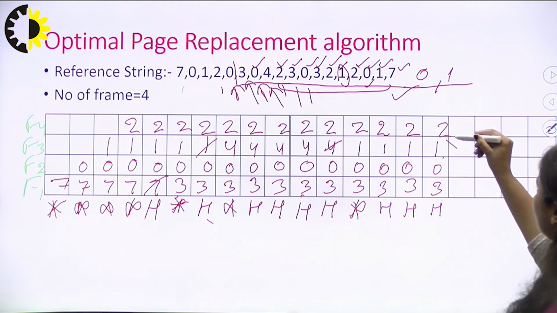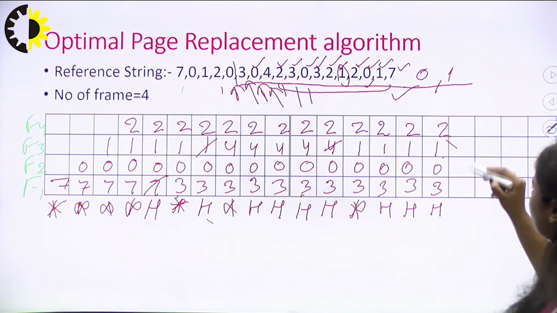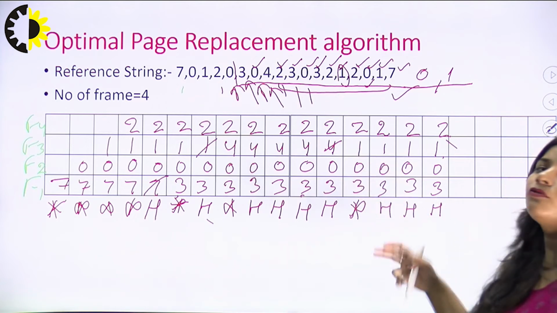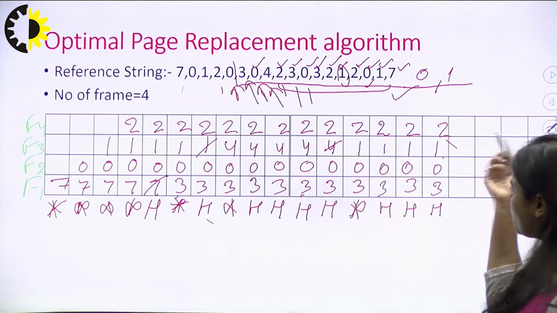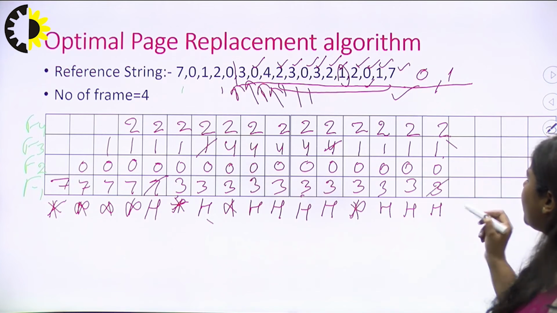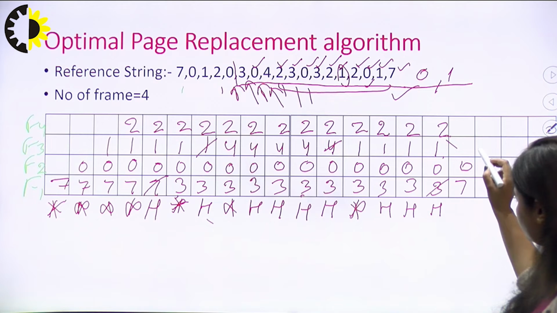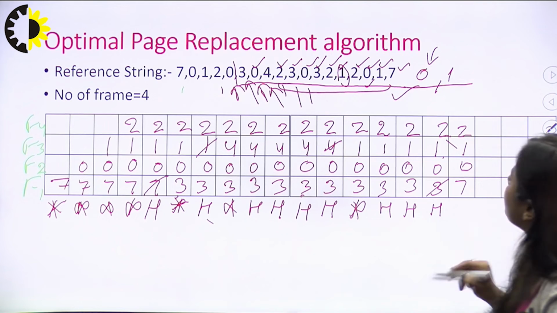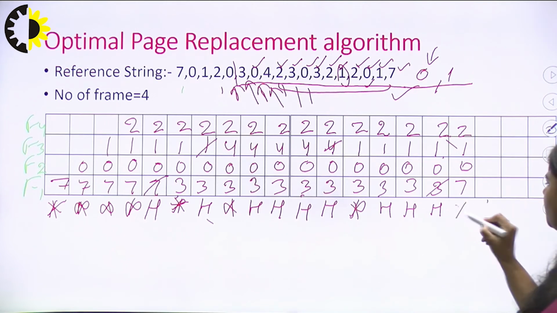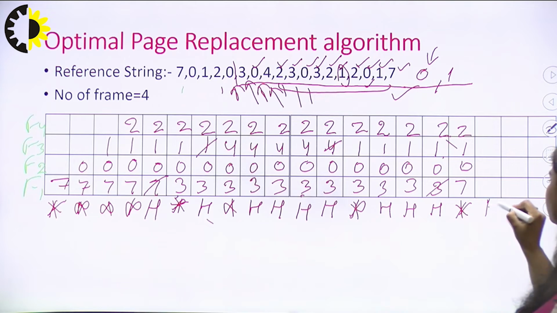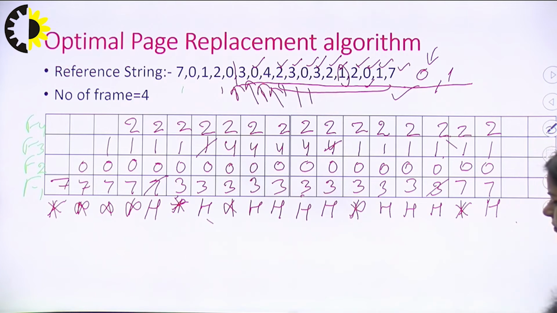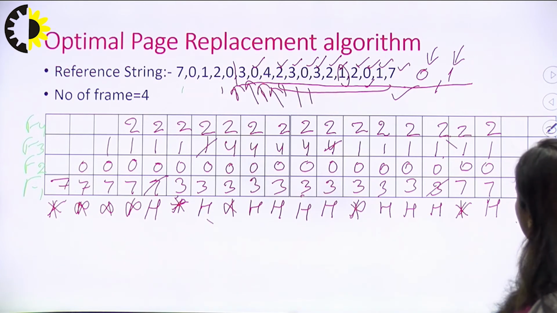3 1 0 2, we have 0 and 1 upcoming, so we have the choice of removing 2 or 3. Earlier I decided between 3 and 4, now I will decide between 3 and 2. So I am removing 3 and writing 7, 0, 1 and 2. Now I have 0. It was a page miss, and 0 is a page hit. Now again I have 1. 1 is here and it is a page hit.